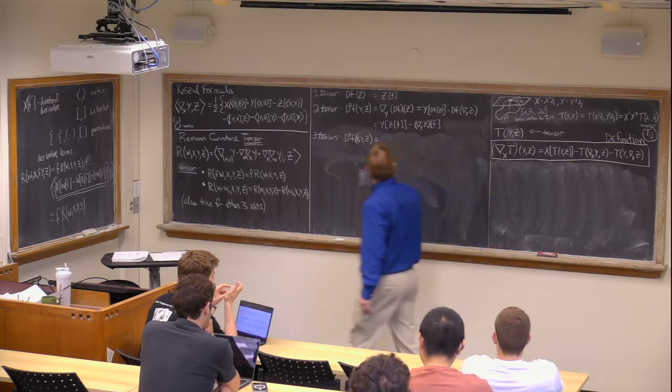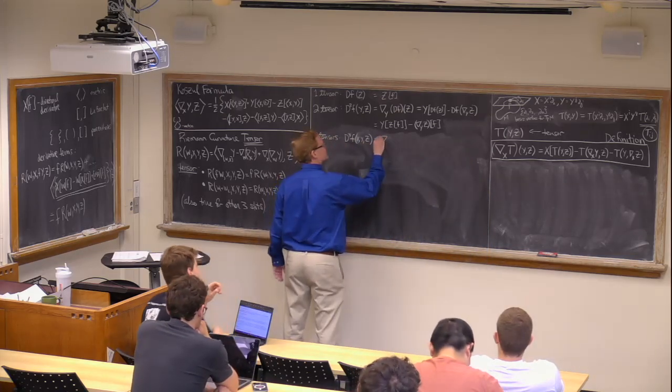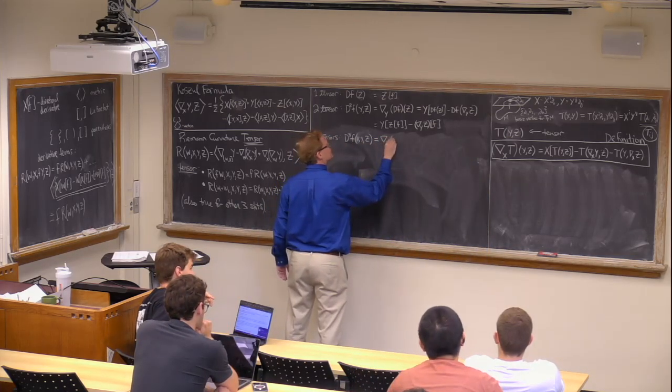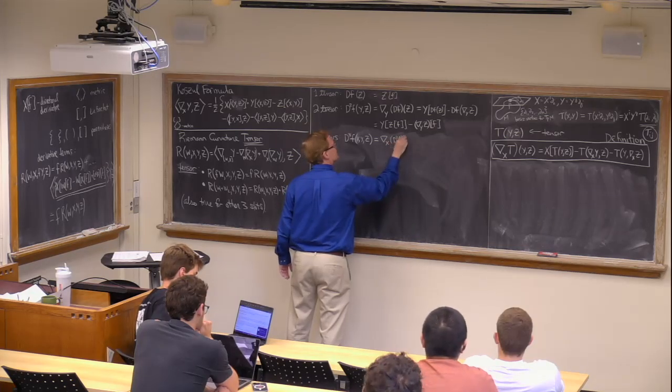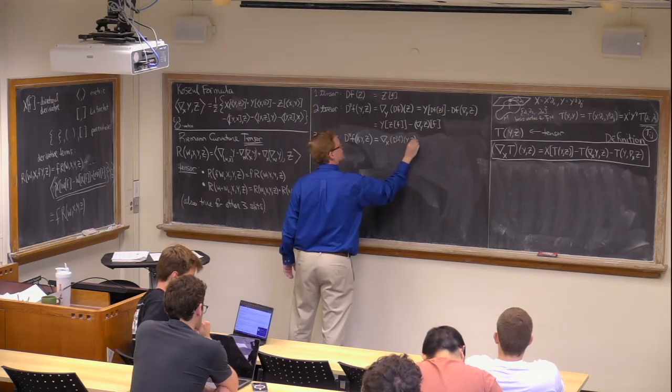Okay. So what we're going to do is we're going to take the covariant derivative in the x direction of d2f, right? Of yz, right? That's what we're going to do.